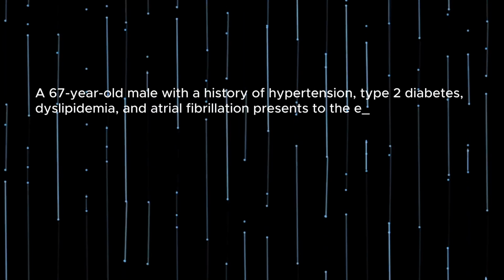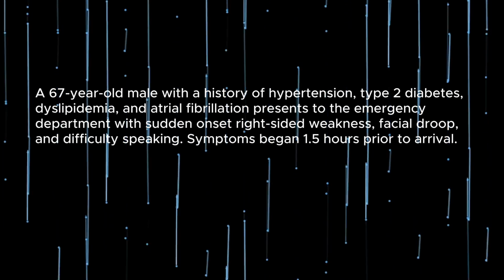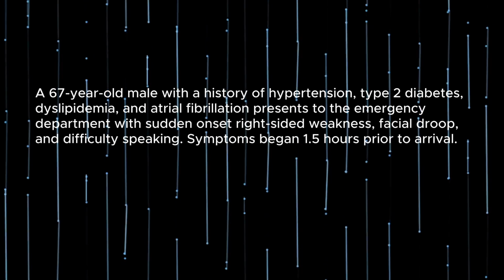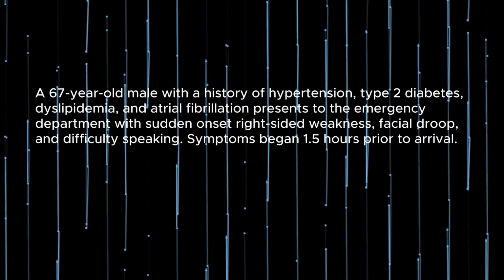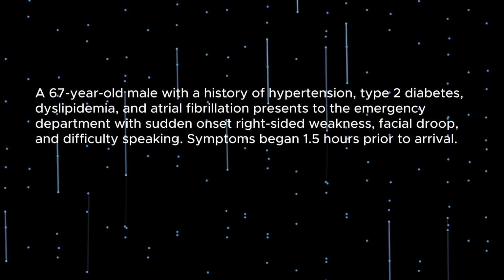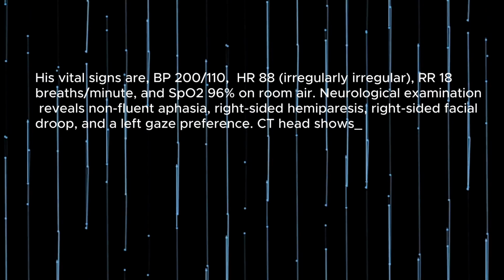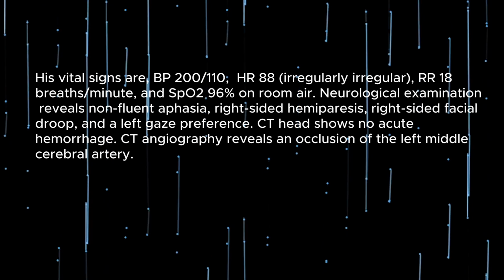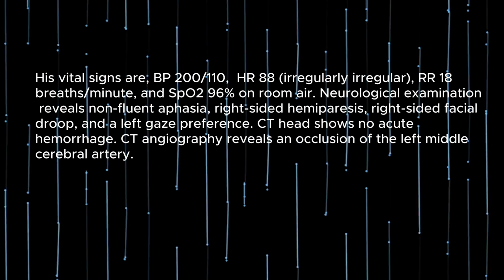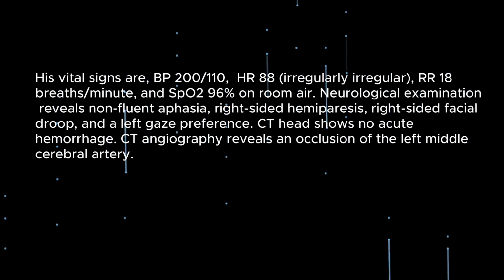A 67-year-old male with a history of hypertension, type 2 diabetes, dyslipidemia, and atrial fibrillation presents to the emergency department with sudden onset right-sided weakness, facial droop, and difficulty speaking. Symptoms began 1.5 hours prior to arrival. His vital signs are BP 200/110, HR 88, irregular, RR 18 breaths per minute, and SpO2 96% on room air.